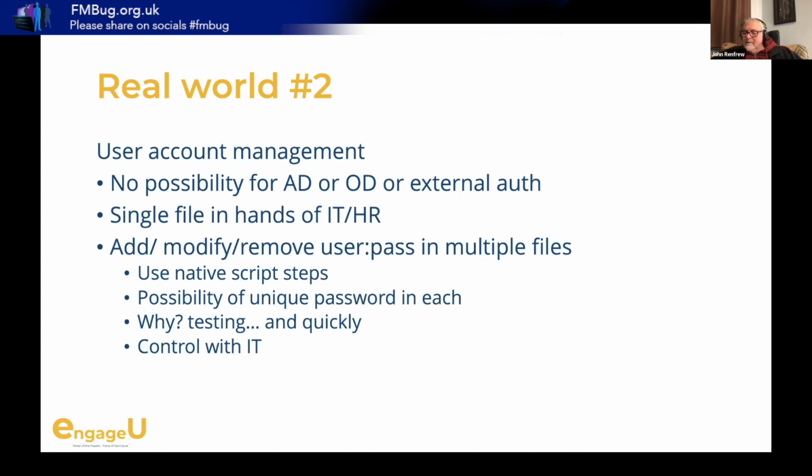Obviously, FileMaker Claris has given us the set of native script steps to create accounts, turn accounts on and off, and change the passwords. And as I'll show you in a moment, if you've got multiple files, you can have a person with a different privilege set and a different password in each of those files. Again, there may be a really good reason for that: in one file they're allowed to do this, in another file they're only allowed to do that.